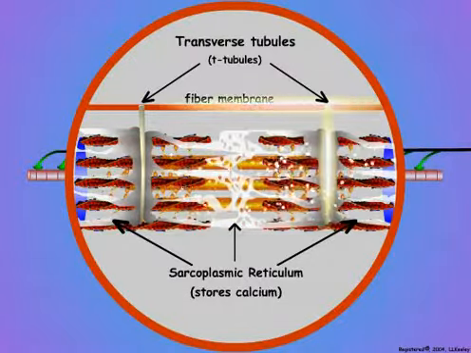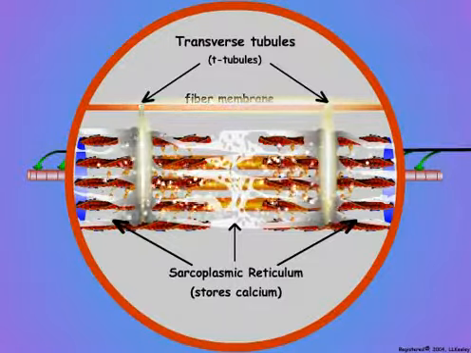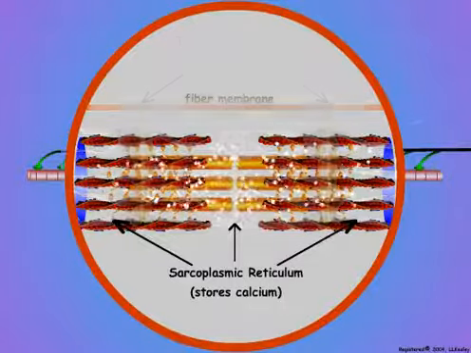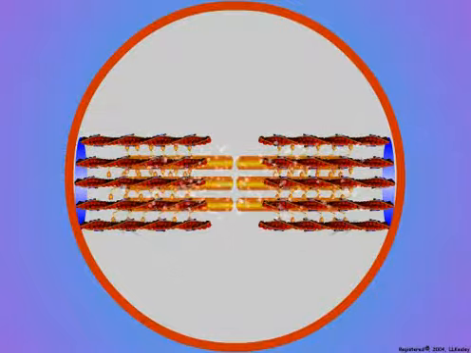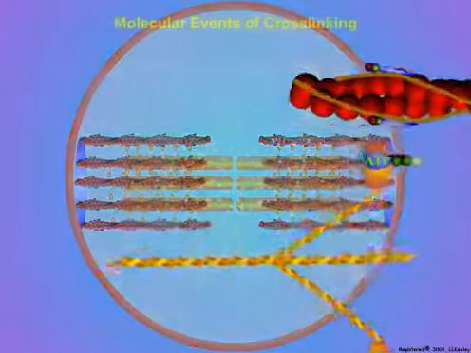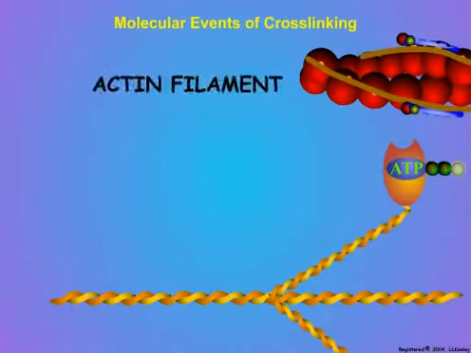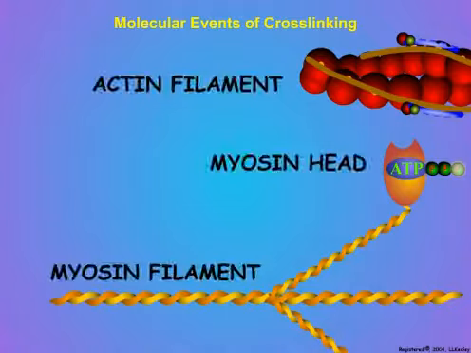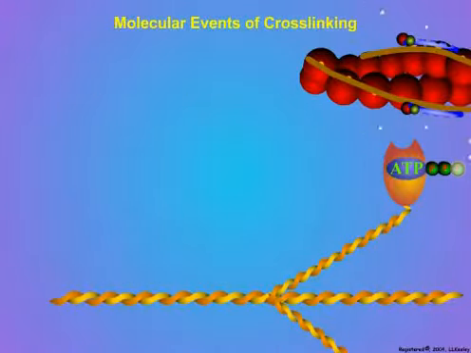Depolarization of the T-tubule membrane activates calcium release channels of the sarcoplasmic reticulum to release stored calcium into the sarcoplasm. The released calcium then initiates the muscle contraction by binding to a protein called troponin.